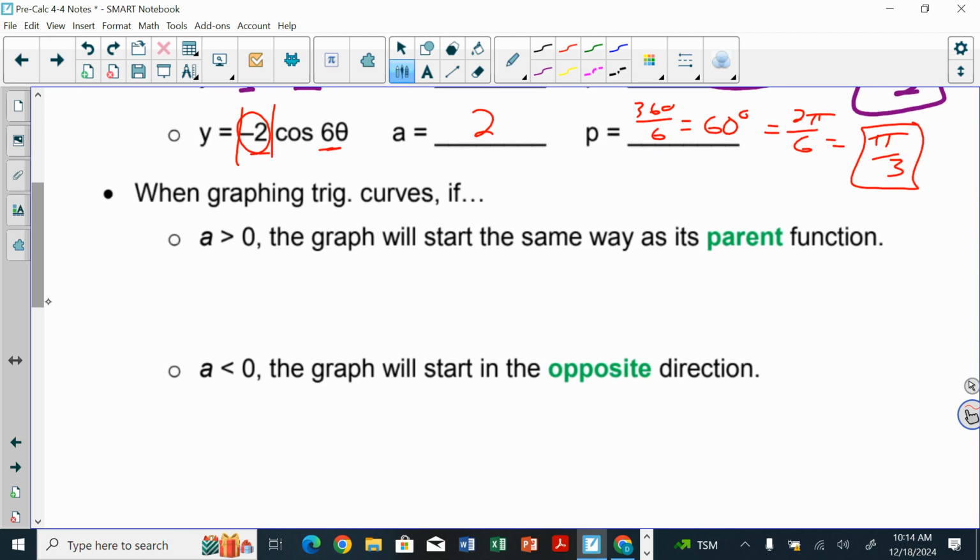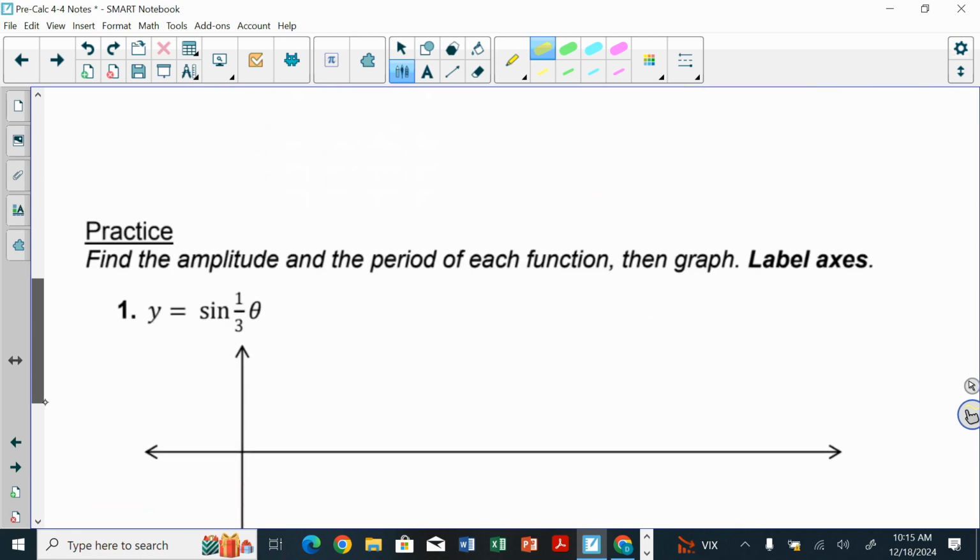So if you're graphing, just something to think about, if a is greater than 0, then the graph will start the same way as its parent function. The parent function is on the first page of these notes, and it will start the same way. If a is negative, it will flip it over. So it's a reflection and it'll start in the opposite direction. You'll see an example of that in our notes, where instead of increasing, it'll be decreasing at that moment. Okay, so let's do some examples and then see where we're at.